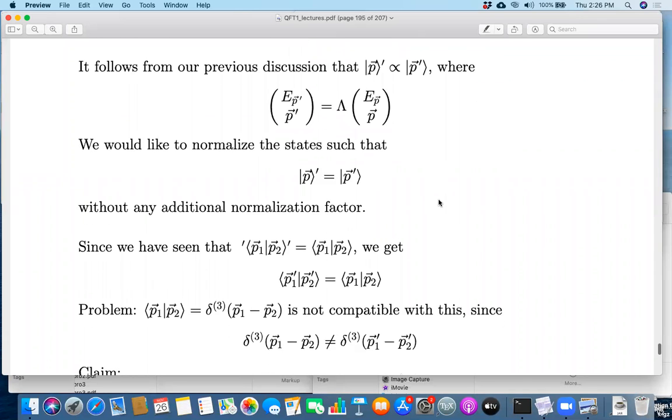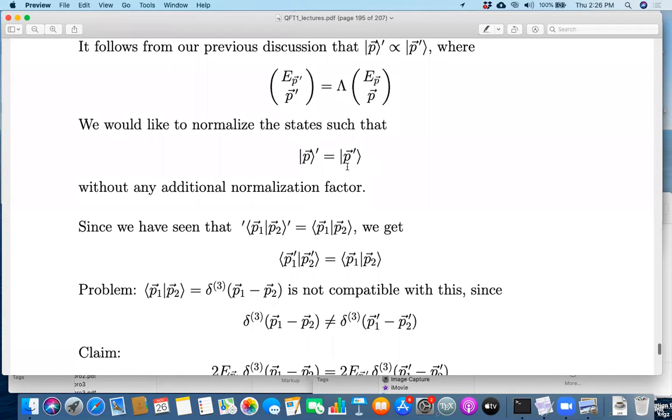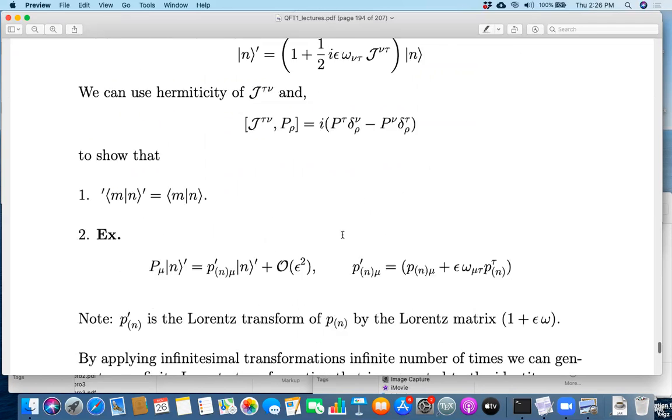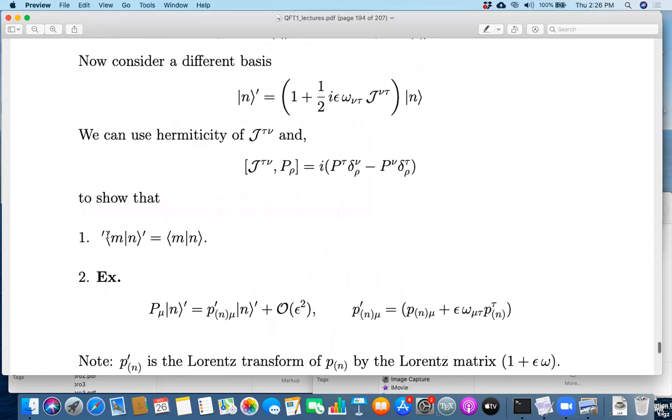But this relation, as we will now see, is in conflict with the usual way of normalizing particle states. So suppose we have normalized it this way. Then it follows that if we take the inner product between P1 prime and P2 prime, the transformed states, this is equal to the inner product of P1 and P2. This follows from this relation, and that in turn follows from the fact that this is a unitary operator.